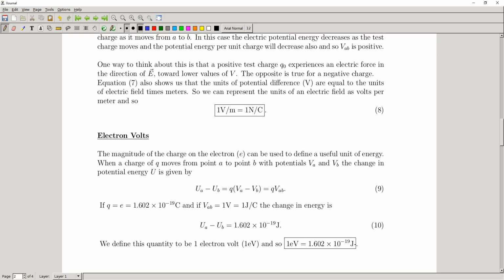Now be careful, because it has the word volts in it, you might be tempted to think that this is a measure of potential, right? Like volts are, but it's not. It's a unit of energy. Always think about it in terms of replacing joules. Okay, it's not replacing volts. It's an electron volt. It's a measure of energy. Okay.